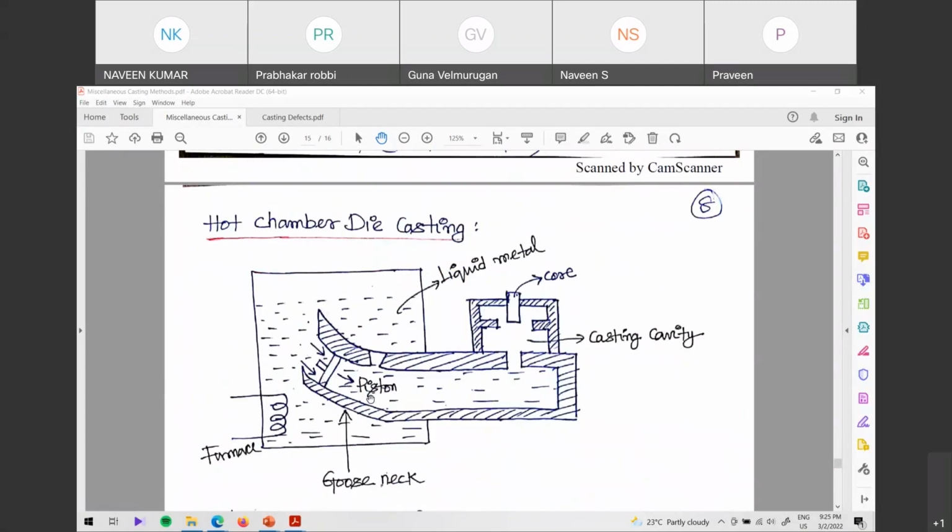And then you are trying to push it. Again the same thing. This metal will be pumped into this, and then you close it. After some time, this will get solidified. Then declamp it, remove the part out of it, and then again clamp it. Same procedure goes on.